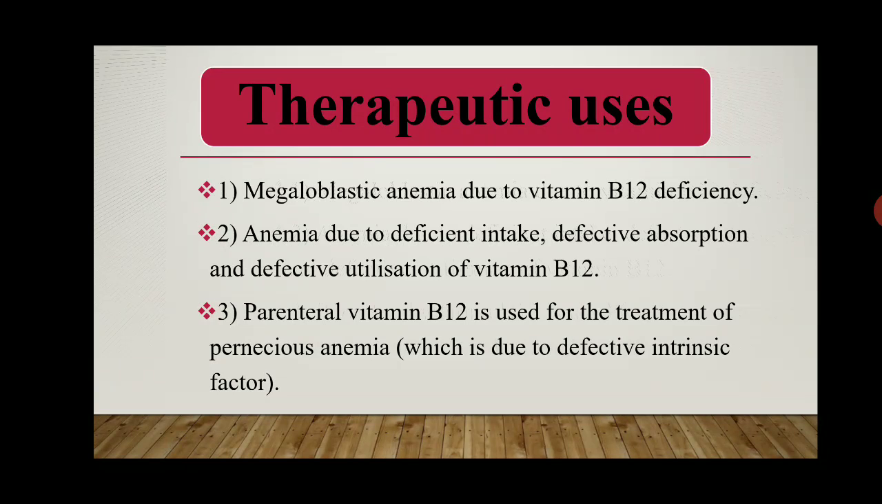Parenteral vitamin B12 is used for the treatment of pernicious anemia, which is due to defective intrinsic factor. If intrinsic factor is present, vitamin B12 will be absorbed. If intrinsic factor is absent, vitamin B12 will not be used even though it is present. So intrinsic factor is important, and a defect in it is called pernicious anemia, which is treated by parenteral vitamin B12 administered intravenously.